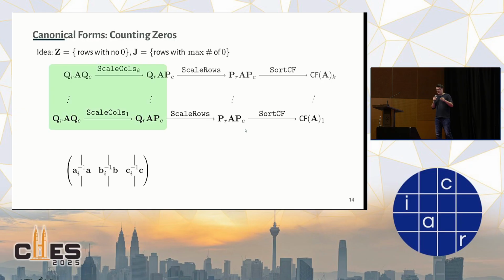If we are now looking at the first step, the scale columns function, we see that we are multiplying each column with an inverse. And this inverse is obviously not defined if any of those numbers is 0. So we can skip over this whole computation because it's simply not computable. And for this, we can use the Z, which gives us this information. And I know this is a very obvious optimization, but I can assure you that it is not quite obvious to see if you have the full mathematical definition of canonical forms. So it took us quite some time to see this and to be able to skip over those computations.